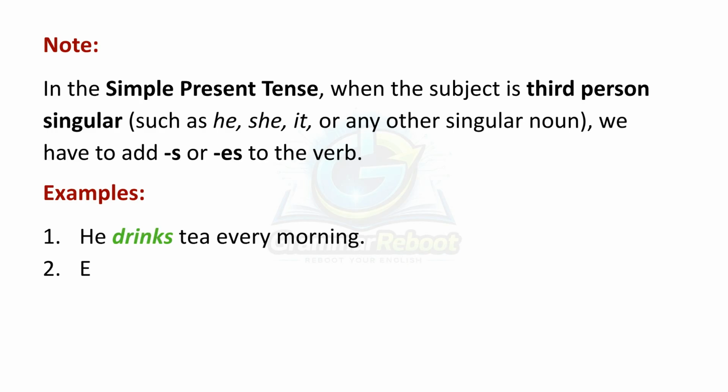He drinks tea every morning. Here, the subject is he, so we add s to the verb drink. It becomes drinks. Emma does her homework daily. Here, Emma is a singular noun, so the verb do changes to does. So remember, whenever the subject is he, she, it, or any singular name, the verb takes s or es in the simple present tense.